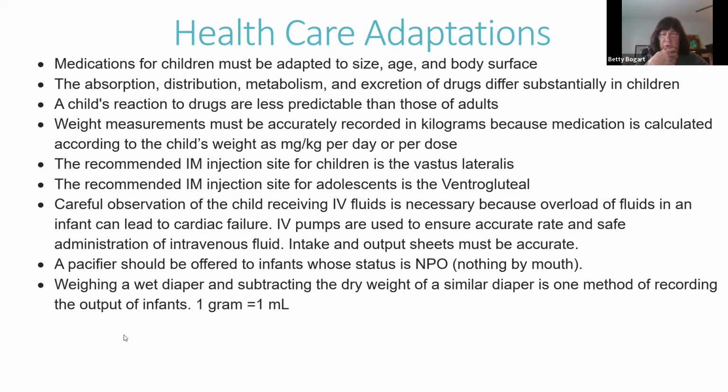I&O in children with diapers: how do we know how much came out? Well, each diaper weighs a certain amount. Say a dry diaper weighs 30 grams. If you take a wet one off and put it on a scale and it weighs 60 grams, we know the child had 30 grams, which is 30 mLs of output.